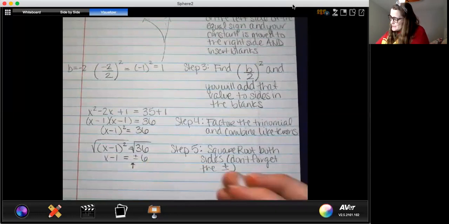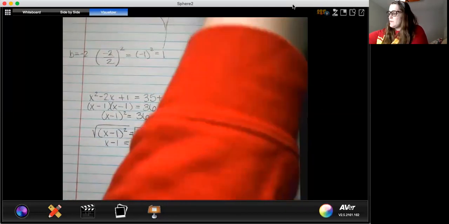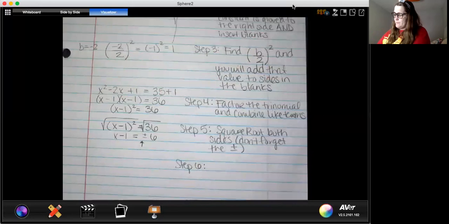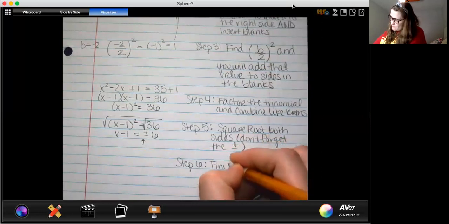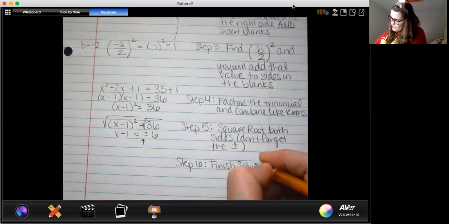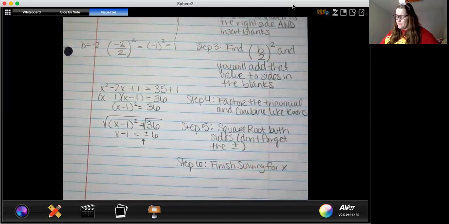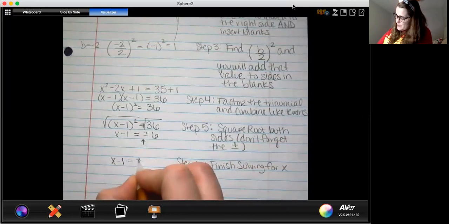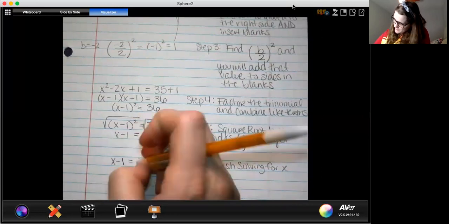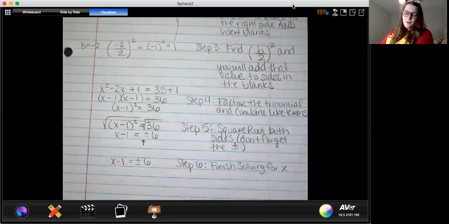Okay, step 6. You're going to finish solving for x. Okay, well at this point, what do we have for step 6? We have x minus 1 equals plus or minus 6. Well, that wasn't a very good plus or minus. Plus or minus, there we go, much better.